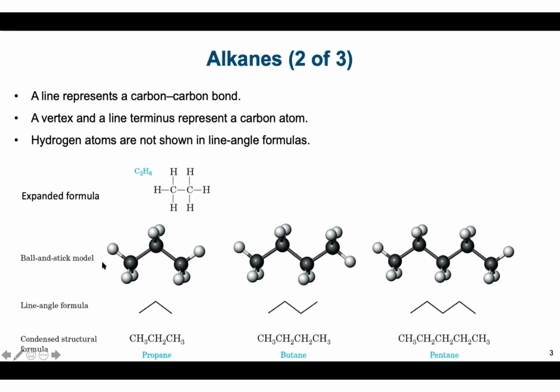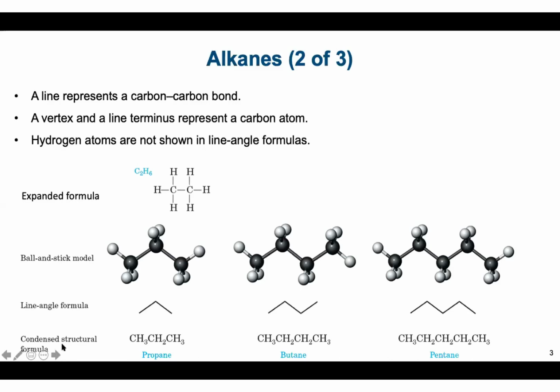Another one, which shows the 3D structure, is the ball and stick model. There is another one, the line angle formula. In the line angle formula, if you pay attention to this structure here, you see each angle is a carbon, and also the end of the lines shows one carbon. So here I have a carbon, here I have a carbon, here I have a carbon. I don't show hydrogens in the structure.